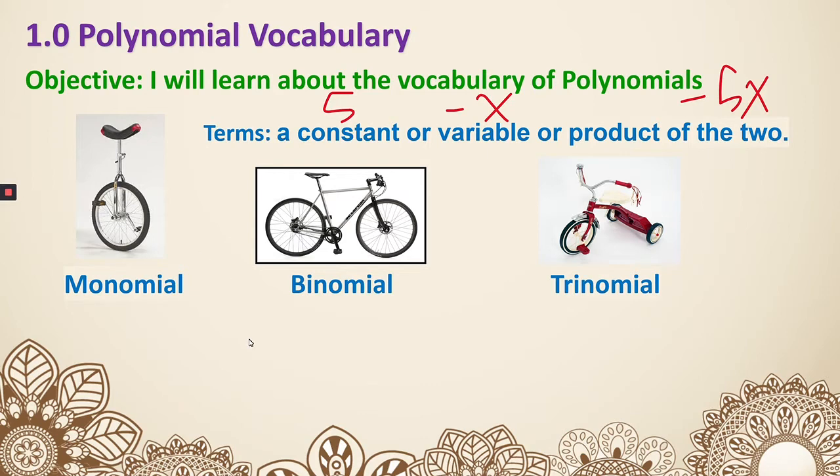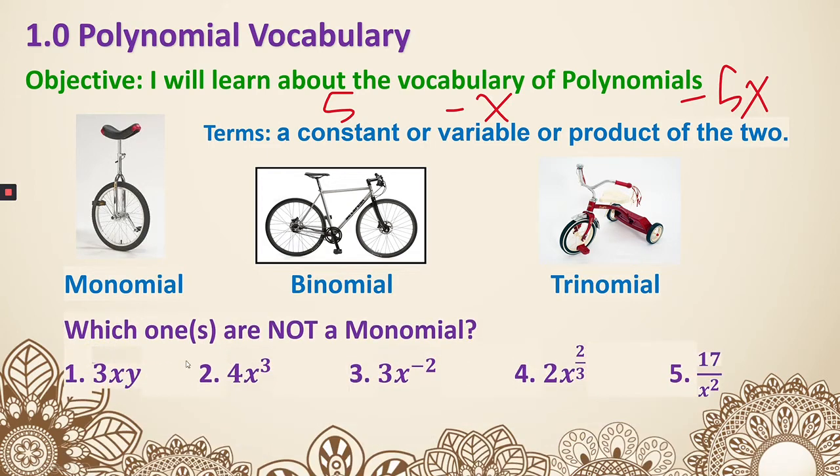Now let's see some examples of monomials and some non-examples of monomials. The first one, it is a polynomial. The second one, it is also a polynomial. The third one is not. The fourth one is not. And the fifth one is not. After seeing all of these, we should be able to define what is not a monomial.